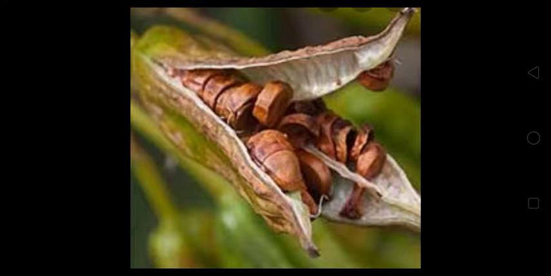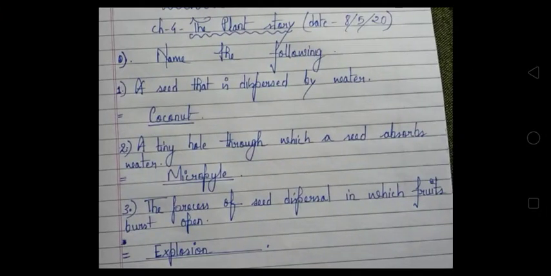So, this much I have already discussed with you in the last classes. Let us do some textual exercise today. As you can see in the picture, the first question is: name the following. Here you have to name the following. The first question is a seed that is dispersed by water. As you can see, I have written the answer.